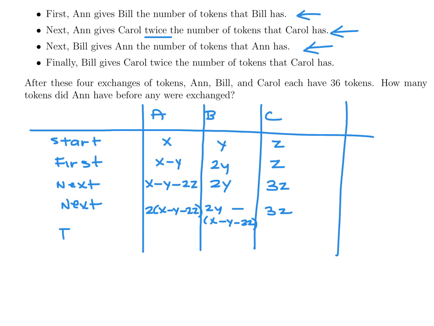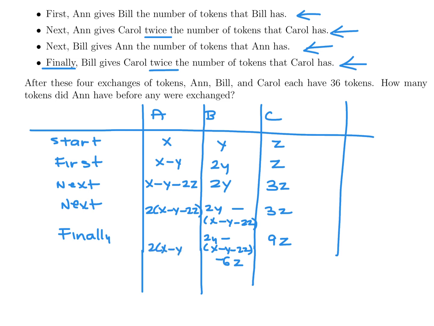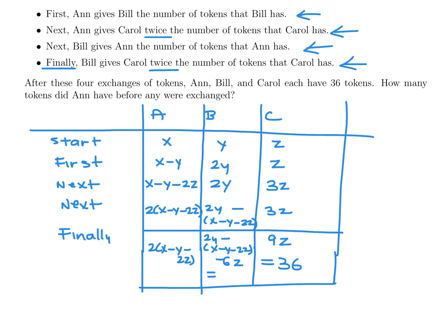And then finally, again, don't miss that twice in there. Bill gives Carol twice the number of tokens that Carol has. So that means this is going to go up to 9z because he's giving 6. And then therefore this will be 2y minus x minus y minus 2z minus 6z. And this remains the same, 2x minus y minus 2z. Okay, and at this point, all of these guys are 36, according to what they tell me.